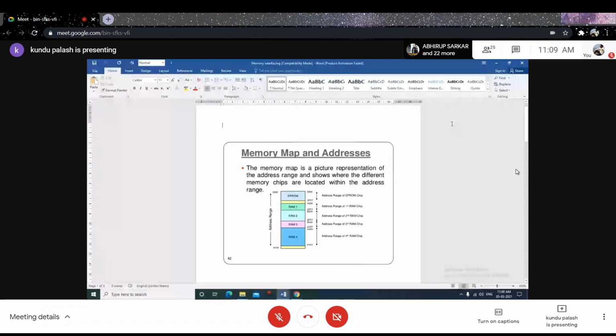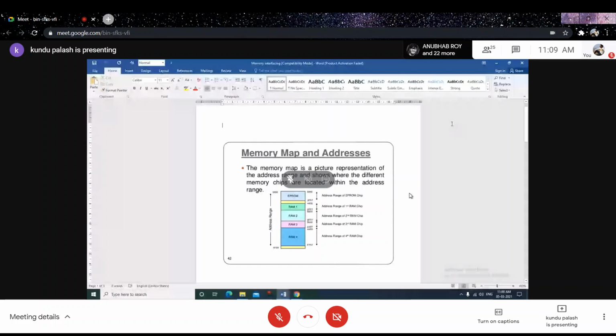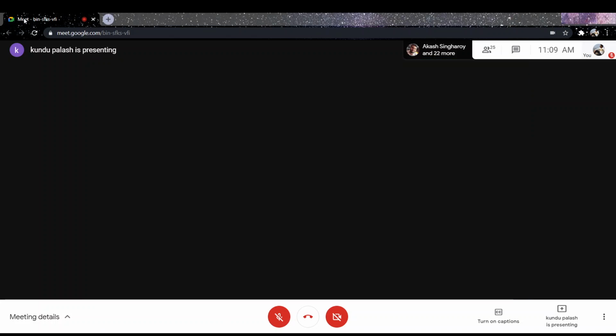Semiconductor memory interfacing of RAM and ROM type. So there is a method: what are the range of the memory location addresses inside the memory map? Now, what is the definition of the memory map?